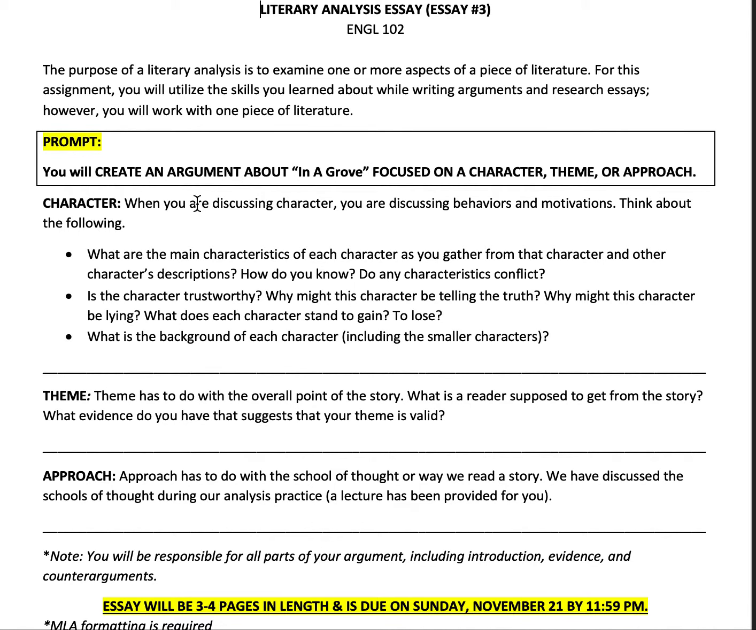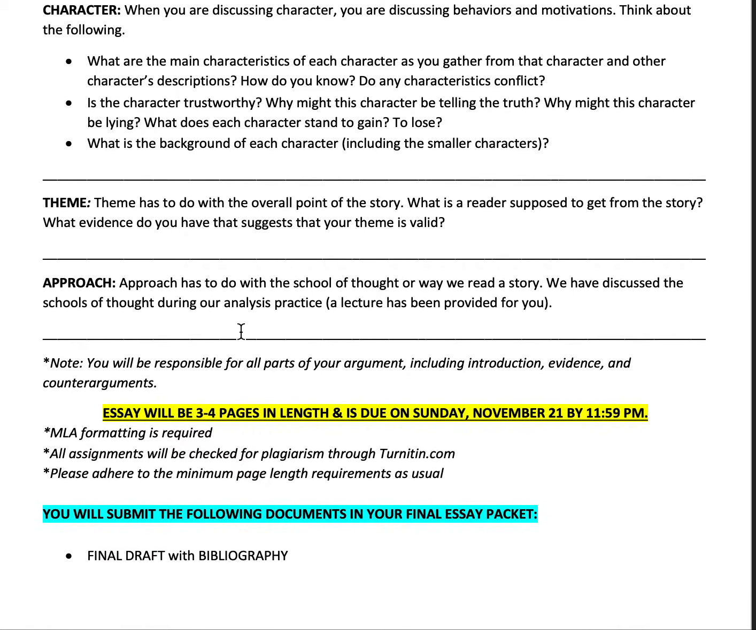And then, what's the background of the characters? You can think even about the smaller characters. What's the background of those characters? For example, like the wife in the story, you might think about what the mother has to say about her, or the mother-in-law. You might think about what others have to say about her throughout the story. How do we know things about her through their testimonies?